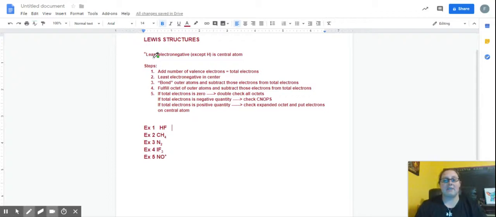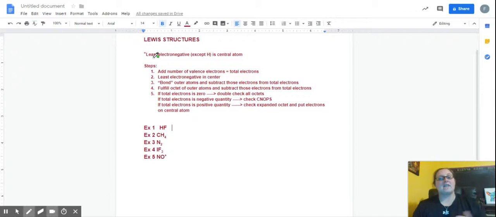Now, when you get to step 5, after you do all those steps, if your total electrons value is 0, if I've subtracted it all out and it's all equal to 0, double check your octets. If all of your octets are fulfilled, meaning does everyone have 8, except for the exceptions? Do I have an expanded octet? Can that have an expanded octet? If you double check that and all that's good, and your total electrons equals 0, then that means that it is a valid structure. You're done.